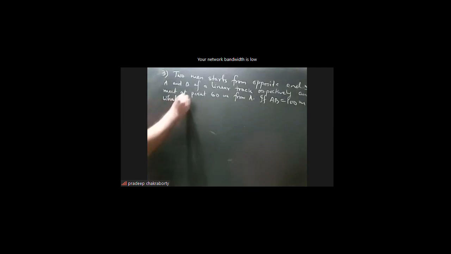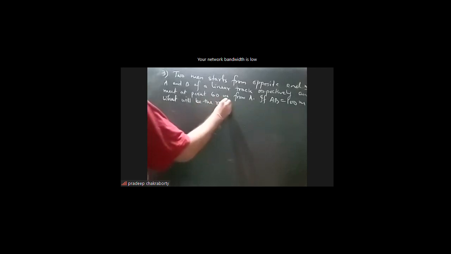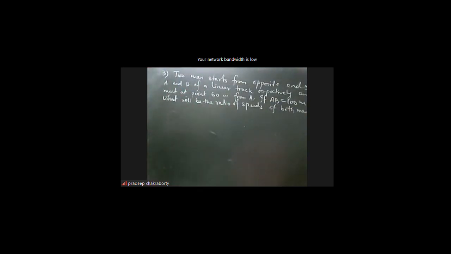So two men start from opposite ends A and B of a linear track, respectively, and meet at a point 60 meter from A. If AB is 100 meter, what will be the ratio of speeds? Okay, so what is the ratio of their speeds?